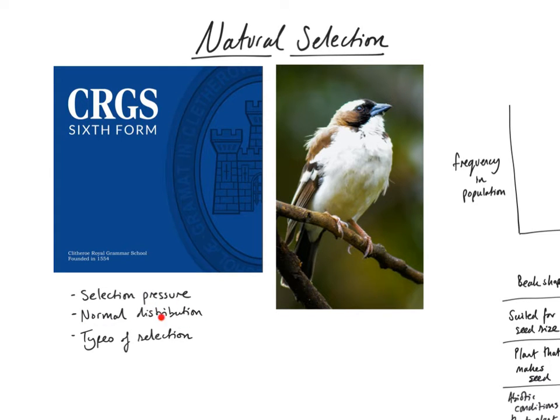What do we mean by normal distribution? So we'll zip through that. And then what types of selection are there? So I've got selection, selection, selection: natural selection, selection pressures, and types of selection. No wonder it gets confused.